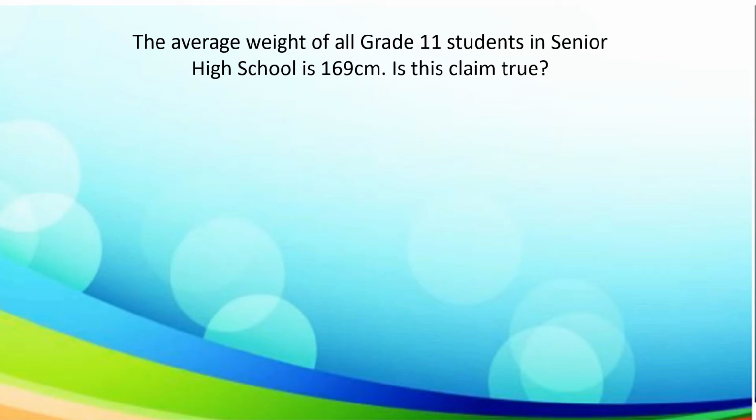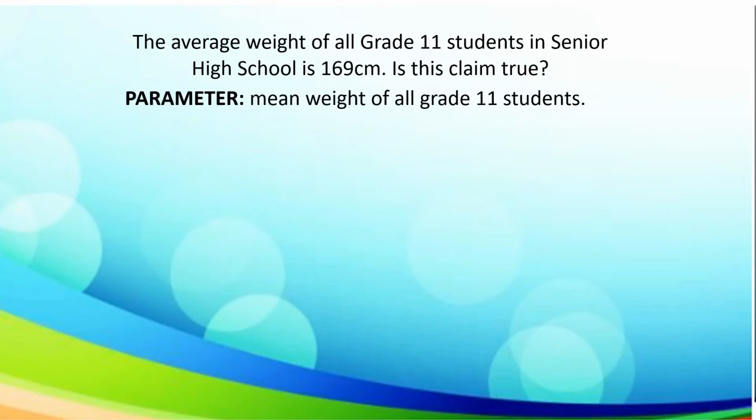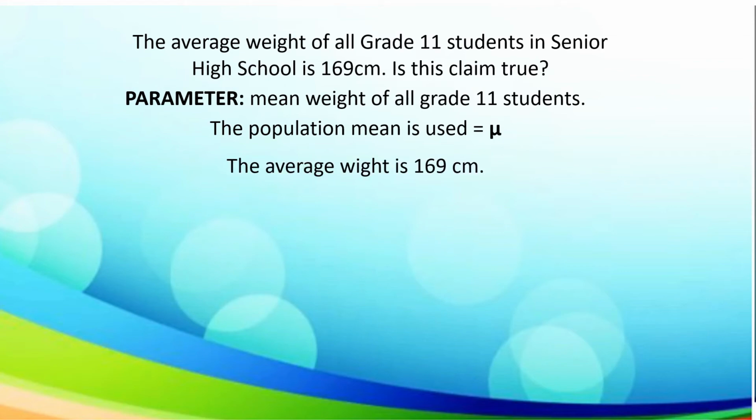Now, let's take another problem. But this time, we're going to get the parameter, the symbol to be used, the null and alternative hypothesis, and what type of test we are going to apply. The problem states that the average weight of all grade 11 students in senior high school is 169 cm. Is this claim true? Now, let's have the parameter. Clearly, the parameter is the mean weight of all grade 11 students. We are referring to the population, so we're going to use the symbol mu.